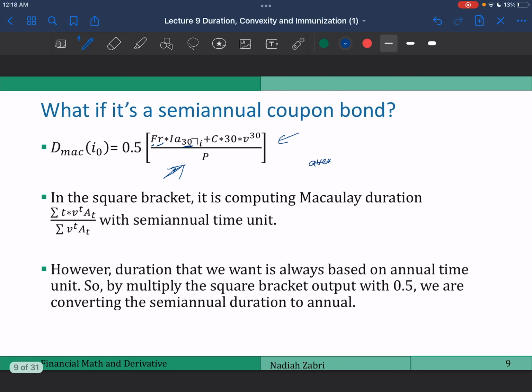So for example, we get the duration is, let's say, 10. So this 10 is 10 semi-annual periods. So if you convert it into annual, it becomes 5, right? So that's why we are multiplying with 0.5 to convert this semi-annual Macaulay duration into the annual term. Okay.